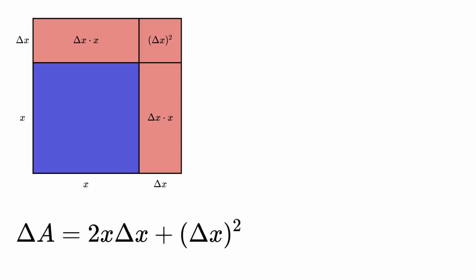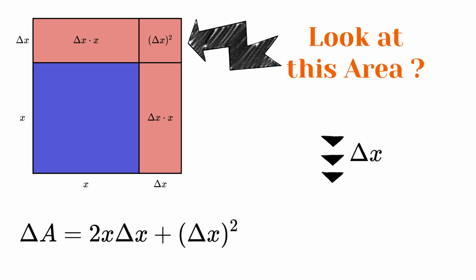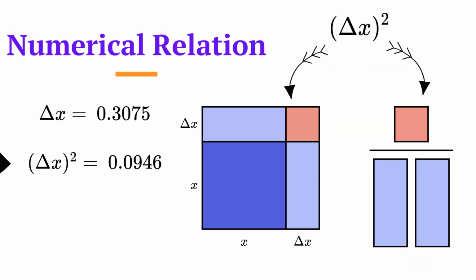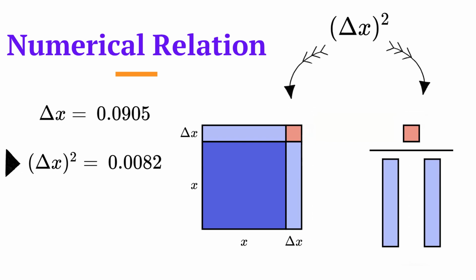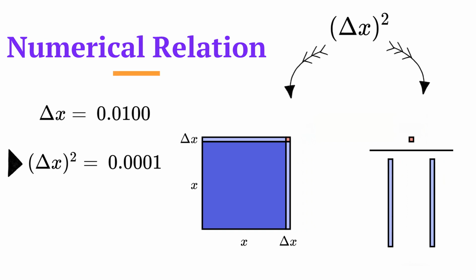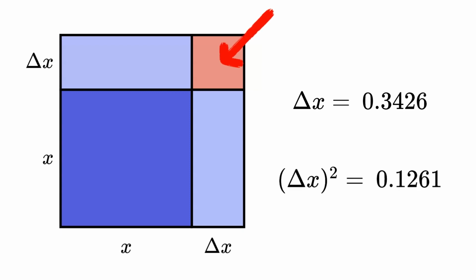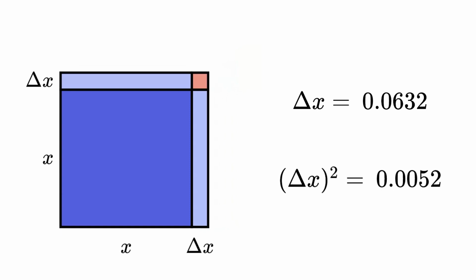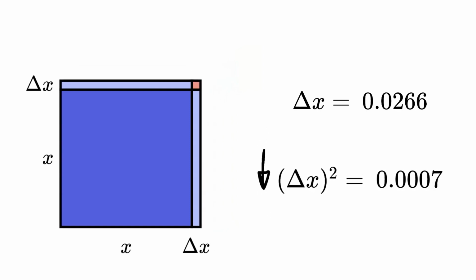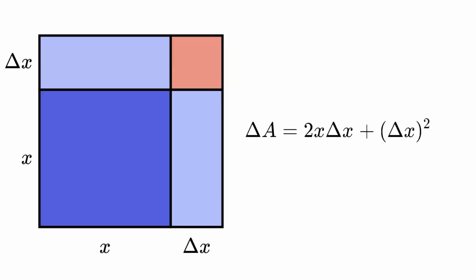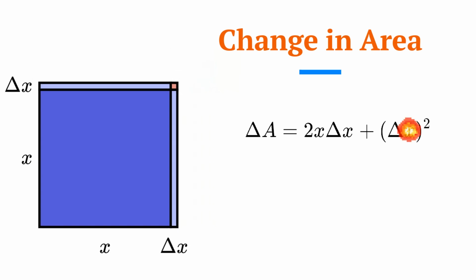Now, if we reduce the value of delta x, then what happens to the area of the orange-colored square at the corner? We can examine this more precisely by looking at how the numerical values are related. For increasingly small values of delta x, delta x squared becomes so tiny that it begins to vanish. By looking at the area of the orange square at the top portion, we can observe that delta x squared gets smaller so much faster than delta x that we can remove it from our calculation entirely, leaving the change in area delta A equals 2 times x delta x.